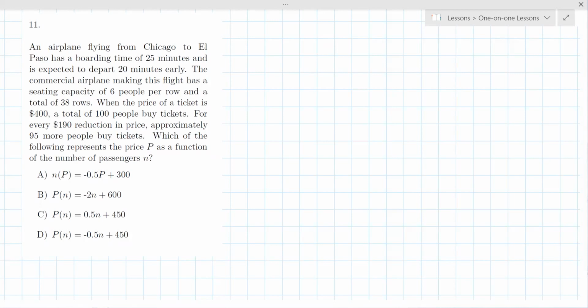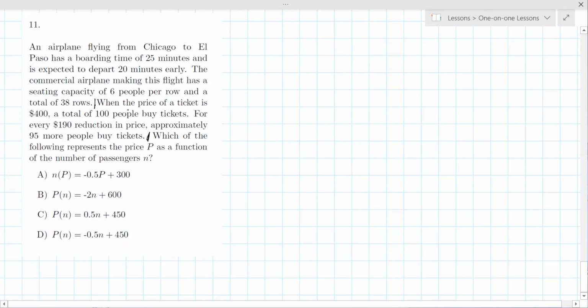An airplane flying from Chicago to El Paso has a boarding time of 25 minutes and is expected to depart 20 minutes early. The commercial airplane making this flight has a seating capacity of 6 people per row and a total of 38 rows. When the price of a ticket is $400, a total of 100 people buy tickets. For every $190 reduction in price, approximately 95 more people buy tickets. So when the price of a ticket is $400, 100 people buy tickets, but when it goes down, 95 more people buy tickets.